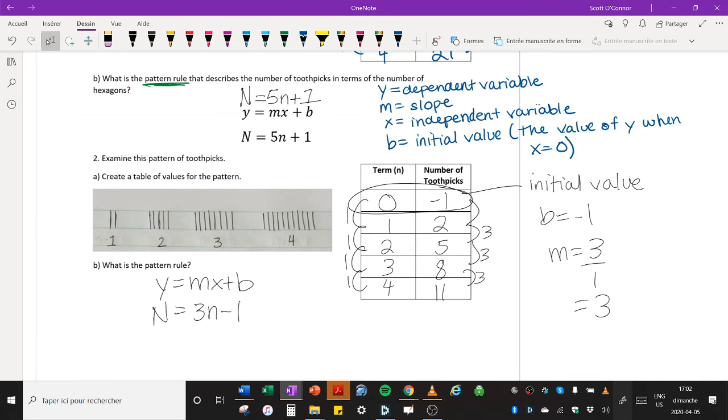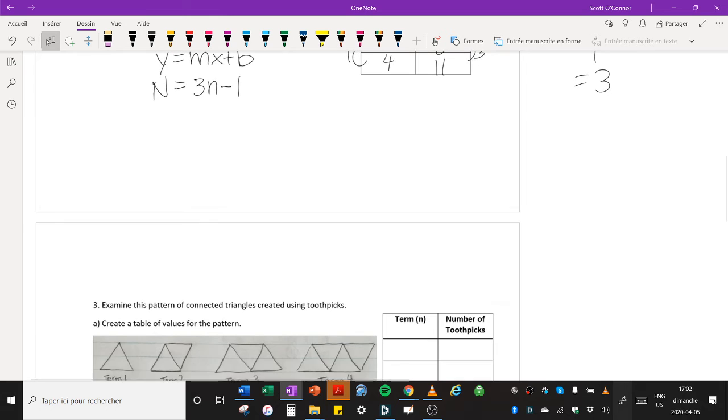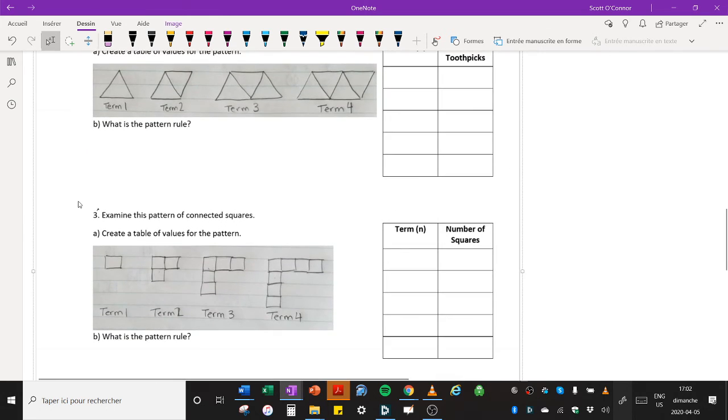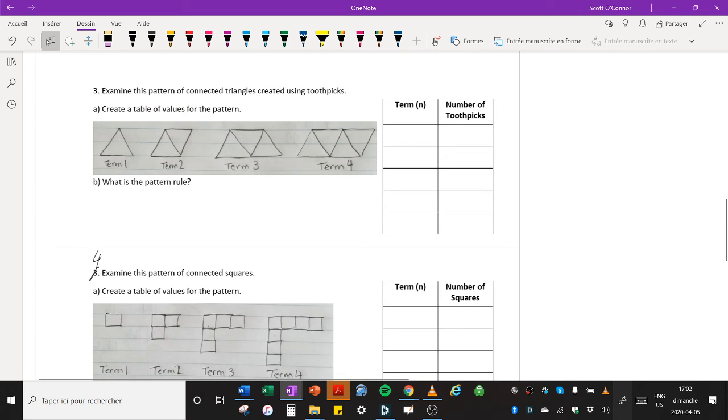All right, I'm going to do one more example with you, and then I'll let you do the last one for yourself. This should say number 4 here, of course. So it says here, examine this pattern of connected triangles using toothpicks. Again, we're counting the number of toothpicks. And so we're going to start by putting 0, 1, 2, 3, and 4.